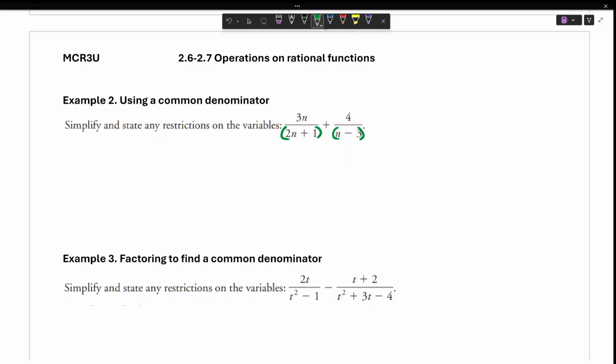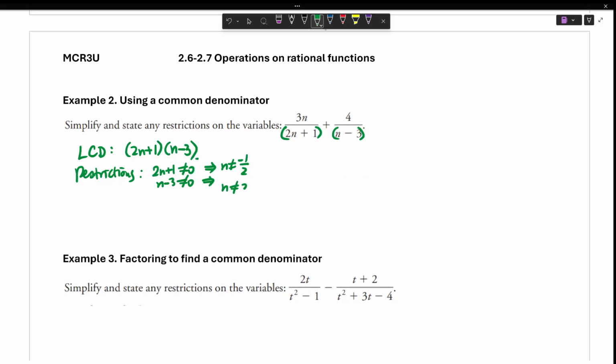So our lowest common denominator is simply going to be the product of those two. Okay. The restrictions: each denominator cannot be equal to 0, so 2n plus 1 can't be 0, and n minus 3 can't be 0. That's going to tell us that n can't be equal to negative 1/2, and n can't be equal to 3.